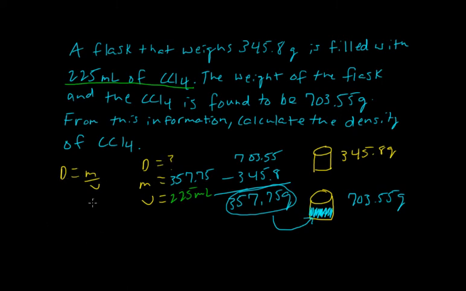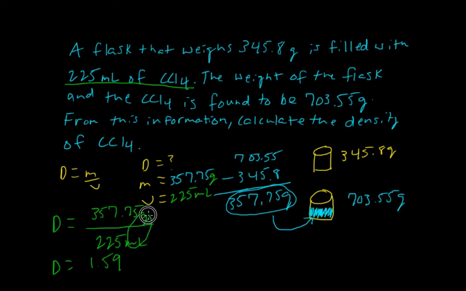So if density is equal to mass divided by volume, we'll say density is equal to the mass, which was 357.75, and the unit on that was grams, so let's not forget the unit. So grams divided by the volume, which is 225 milliliters. So density, once I actually work this problem out, I'm going to get 1.59, and the units here, if you write out your work, it makes it almost where you can't get it wrong, the unit is grams per milliliter.